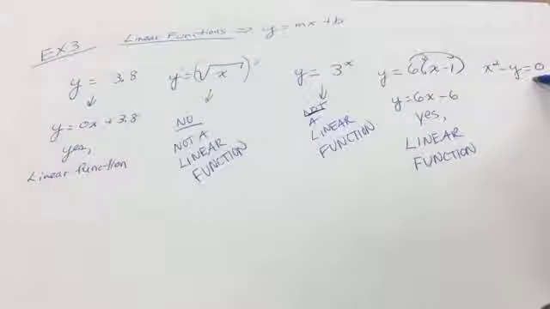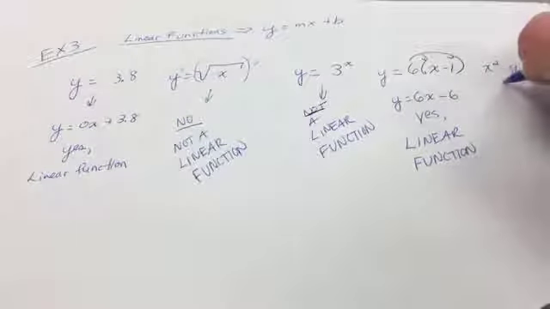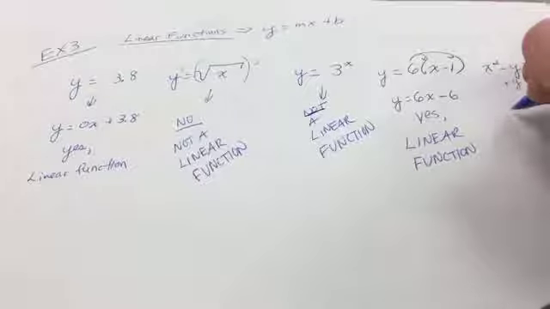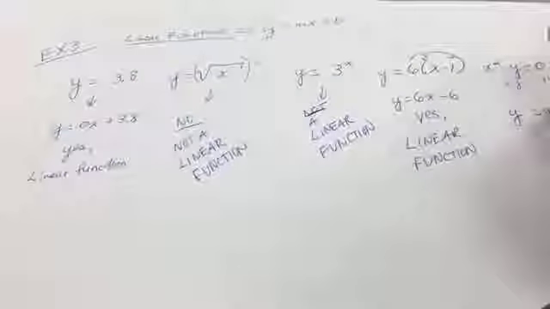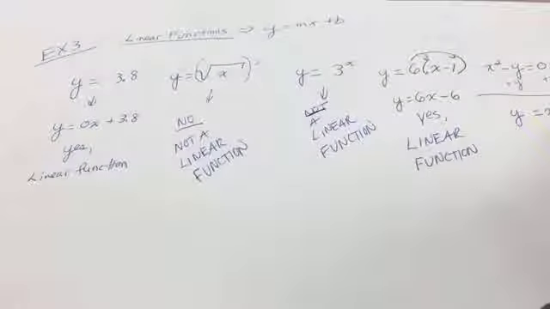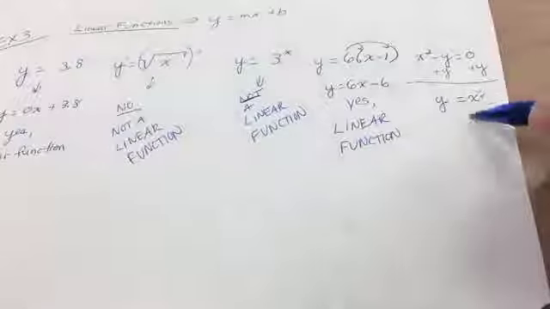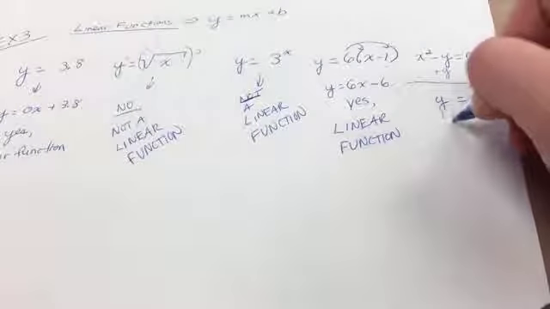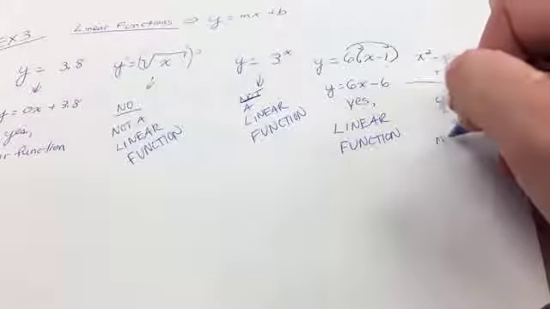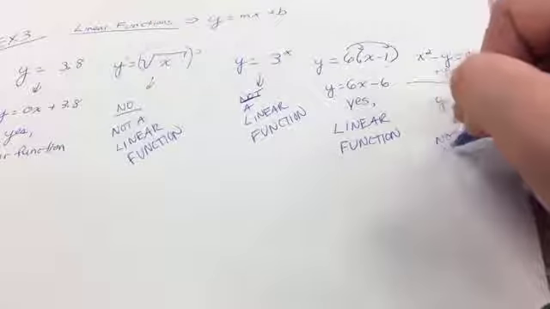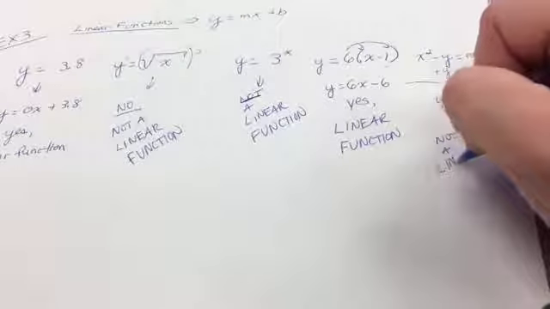And in this problem, if I solve this for y, I add y to both sides, I'll end up getting y equals x squared. Again, there's no way to get rid of this square unless I square root, but then y is being square rooted. So in this case, this cannot be written in the form of y equals mx plus b. So this is no, not a linear function.